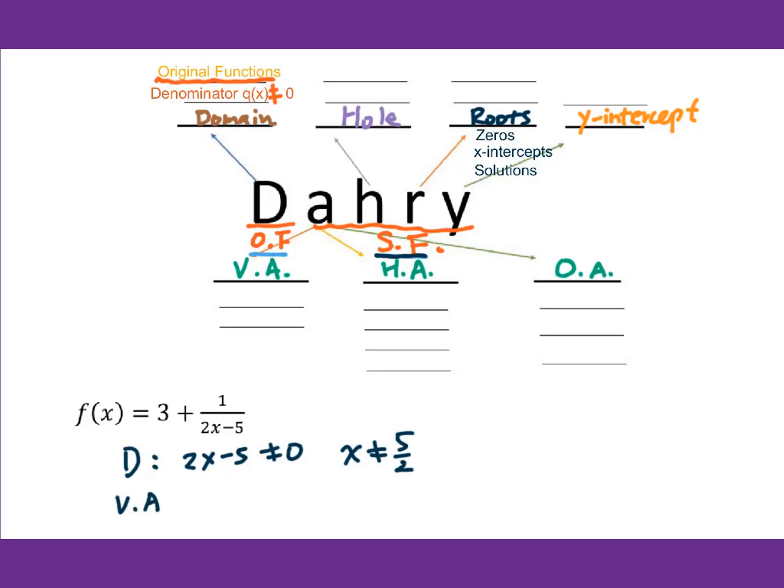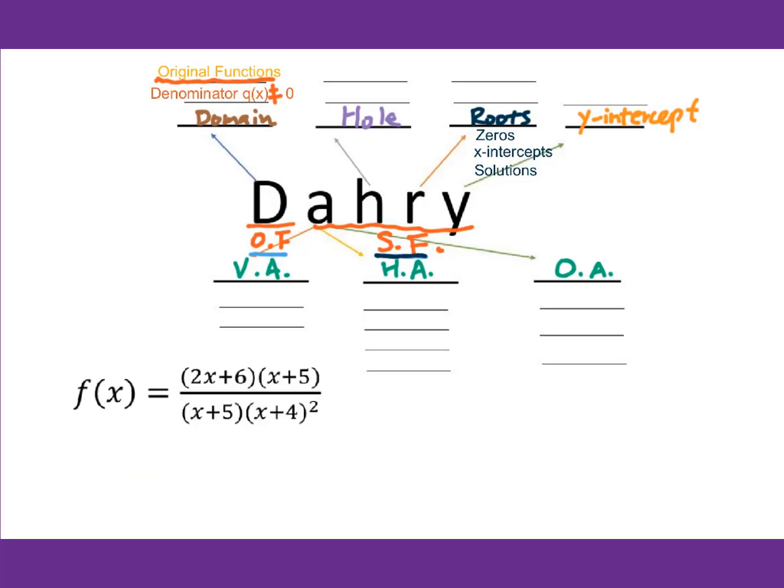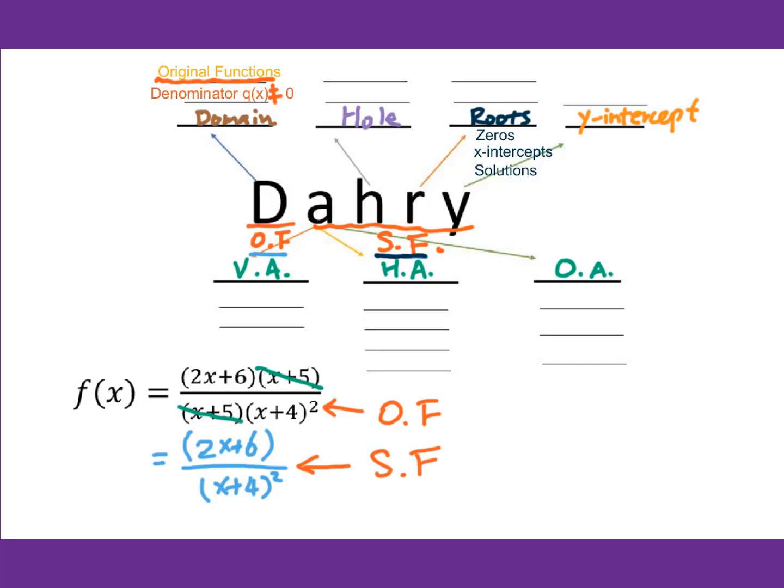For your vertical asymptote line, you will set up 2x minus 5 equal to 0, then x equals 5 over 2. If a rational function has a common factor, like this one, x plus 5 over x plus 5, after you reduce, you will get 2x plus 6 over x plus 4 squared. We call this the original function, and this the simplified function.